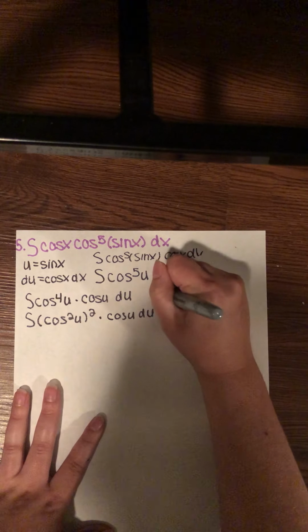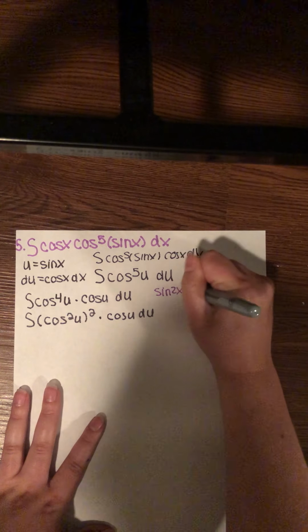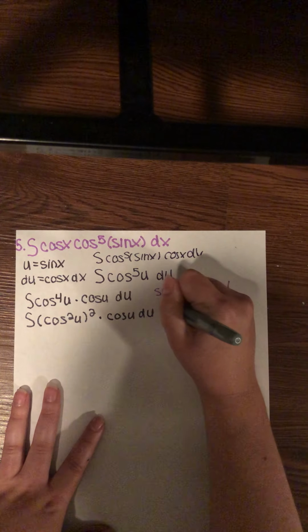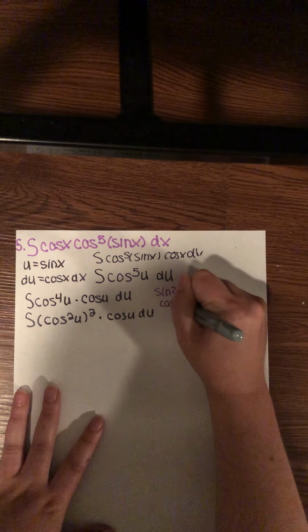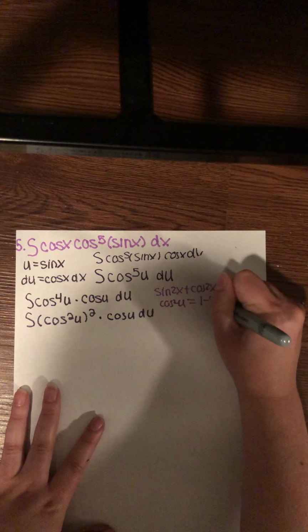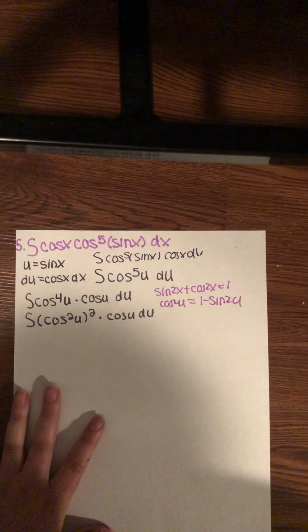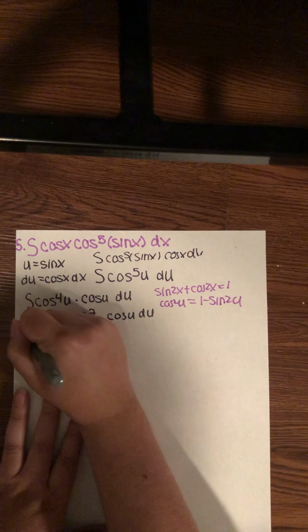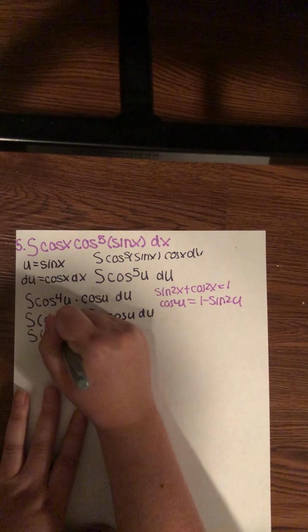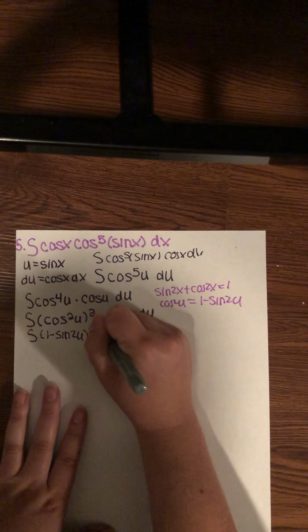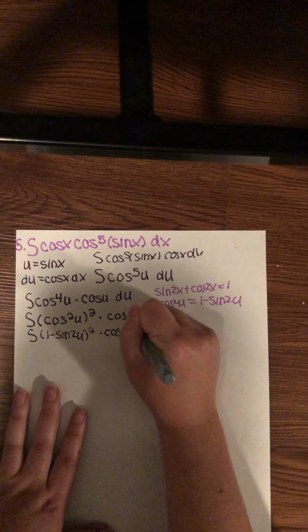So sine squared x plus cosine squared x equals 1, which means that cosine squared u can be 1 minus sine squared u. So we're going to put that in and get rid of that. So (1 minus sine squared u) squared times cos u du.